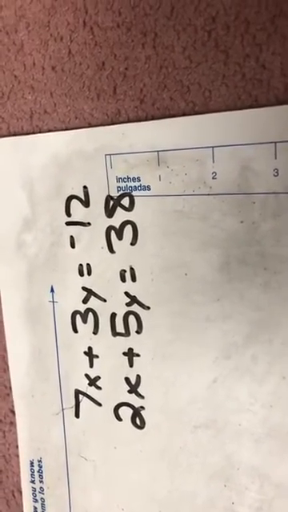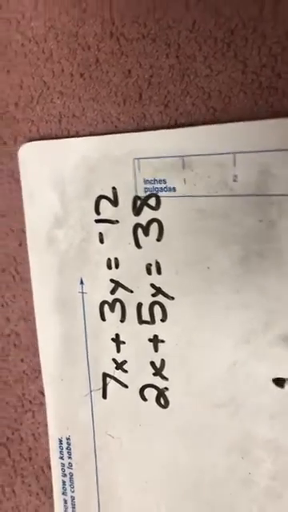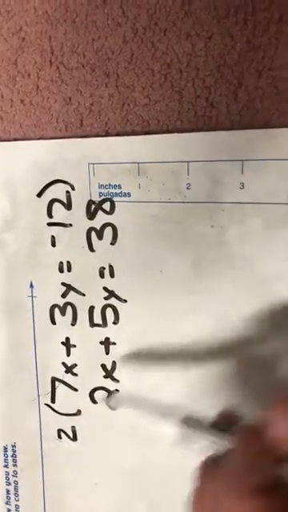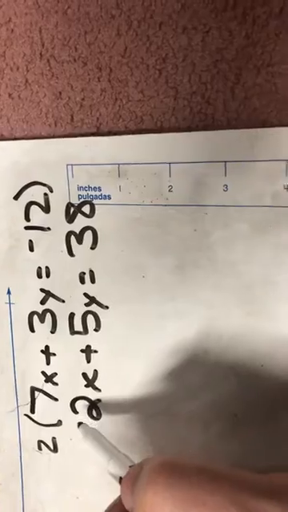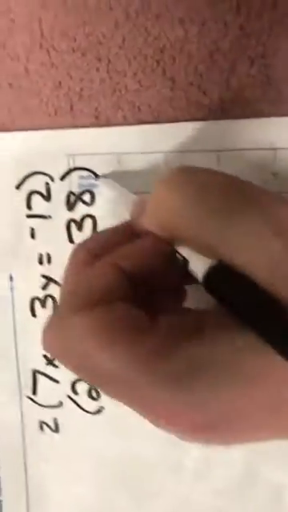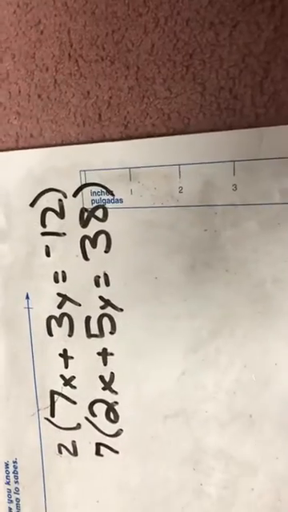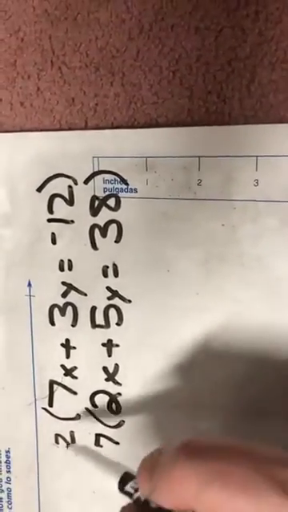Let's see. We made the y's the same in the previous example. Let's go ahead and make the x's the same. So we're going to make these both 14. This first equation is going to become 14 with the 7x by multiplying it by 2, because 2 times 7 is 14. The 2x is going to become 14 by multiplying it by 7, because it's 7 times 2, that's 14. So now we're going to rewrite our equations.